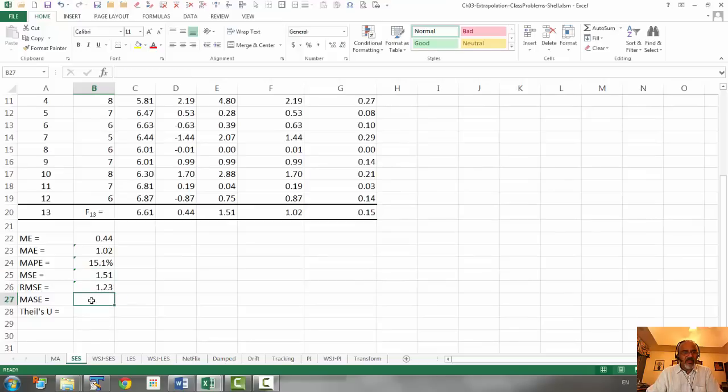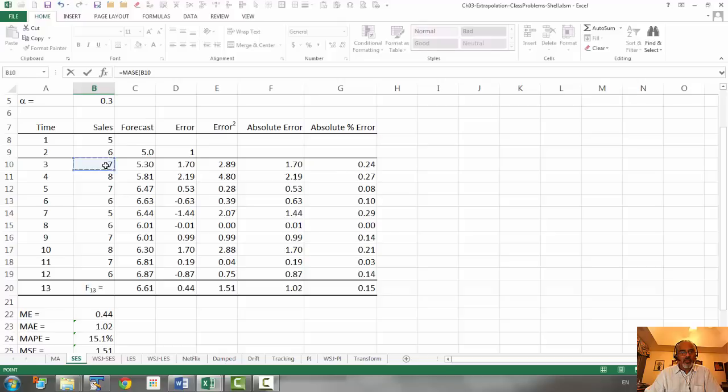MASE and Theil's U, remember these two are comparative measures with respect to random walk. So MASE, you have to give three things here. One is the actual values, comma, the forecast that you're considering, comma, the random walk forecast. Random walk forecast would be whatever value was the previous actual value becomes the forecast for the current actual value. So the forecast for random walk would be the actual values starting from time period 2 through 11. Time period 2 through 11 actual values will be the forecast for time periods 3 through 12. So give that.